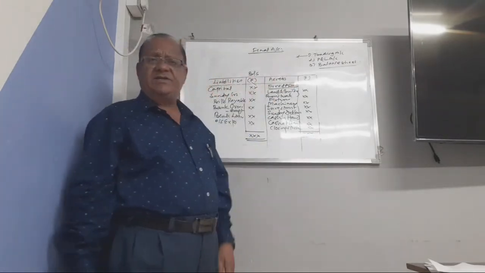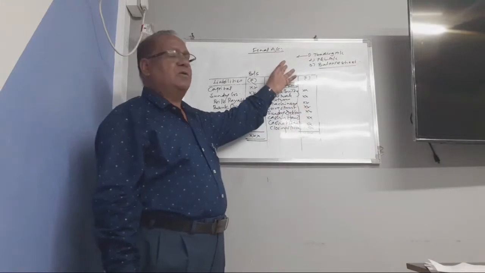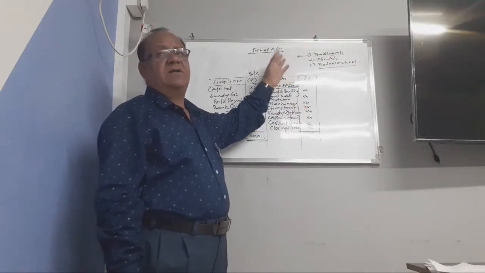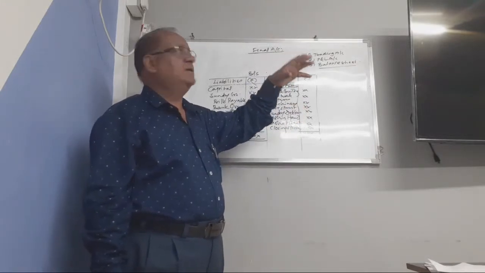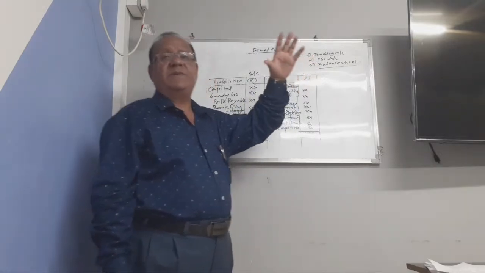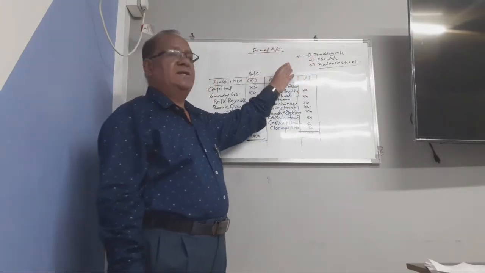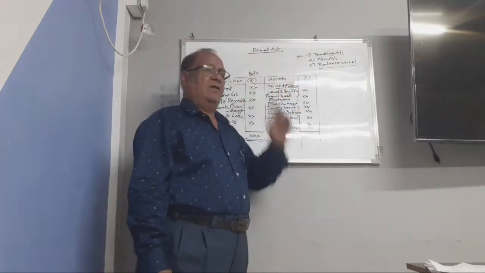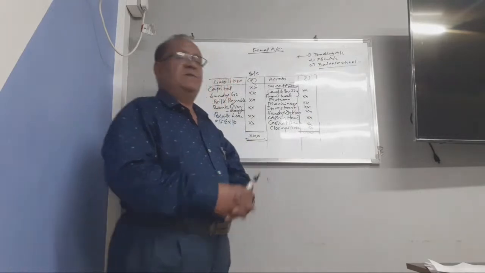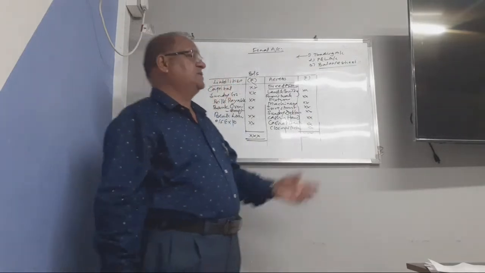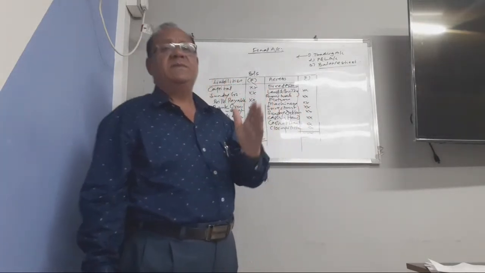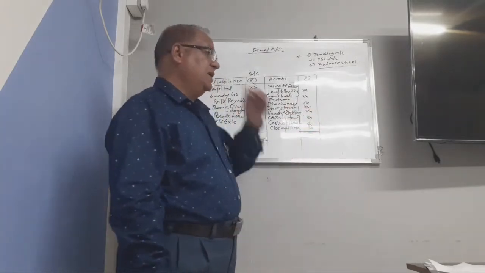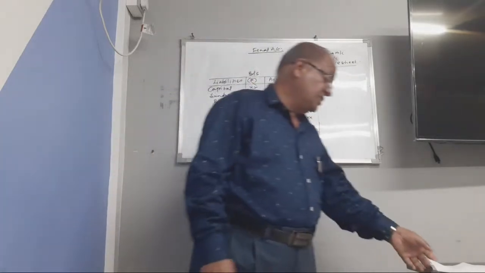Then why do we prepare the trading account? We prepare the trading account to ascertain gross profit or gross loss. After that, we prepare the profit and loss account, whose object is to ascertain the net profit and net loss. And the main object of the balance sheet is to ascertain the financial position of the business or concern. So these are the things they can ask, and they can ask this question too.